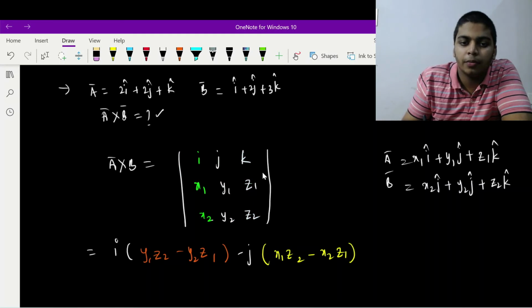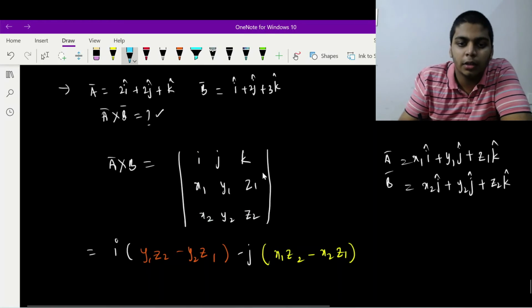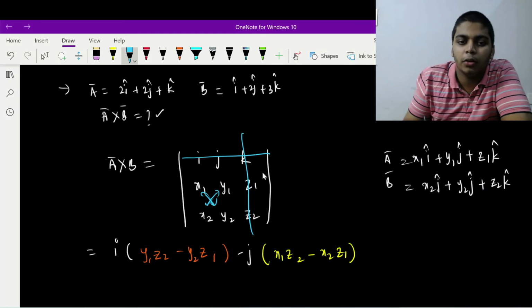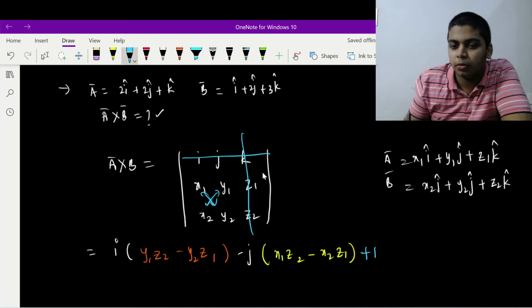In this case you operate between x1, y1, x2 and y2. You close this and cross multiply them. So that would be your k into x1 y2 minus x2 y1, with i cap, j cap and k cap as the multipliers. Okay, it's that simple.